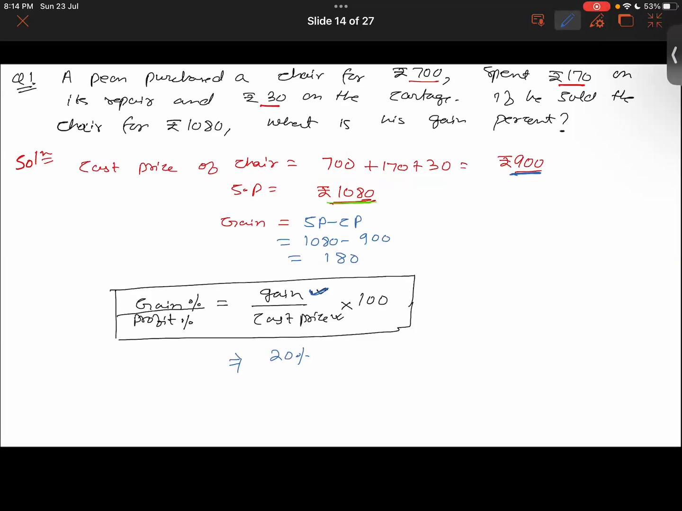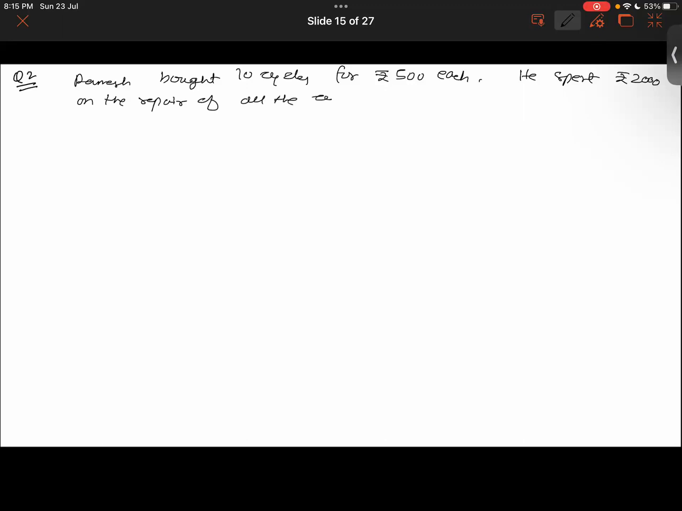Now let's discuss a few more questions. Have you taken the screenshot or not? Yes, sir, I have taken the screenshot. Okay, good. So question number 2: Ramesh is a person who has bought 10 cycles. Ramesh bought 10 cycles for rupees 500 each. And he spent rupees 2000 on the repair of all the cycles.